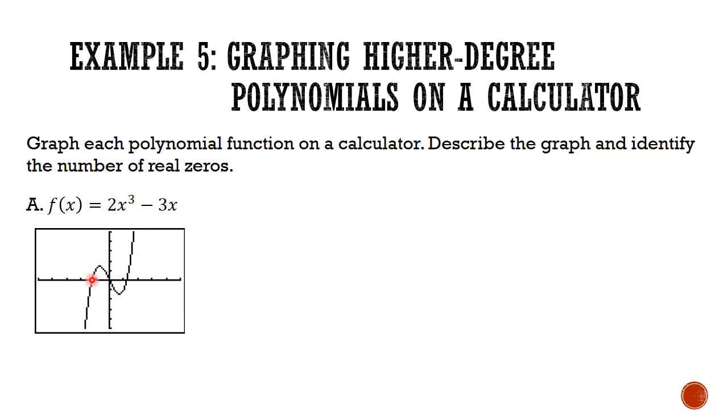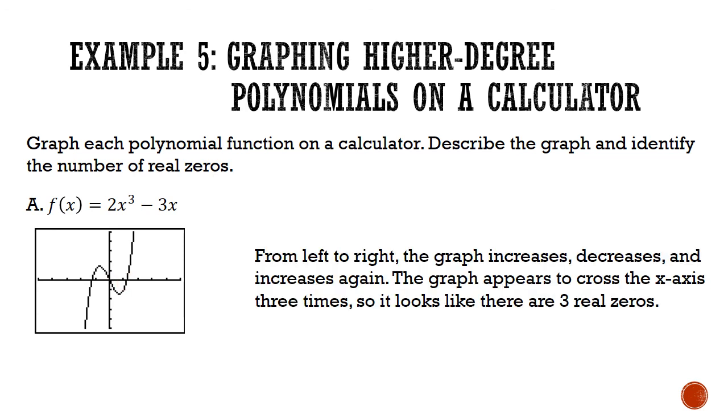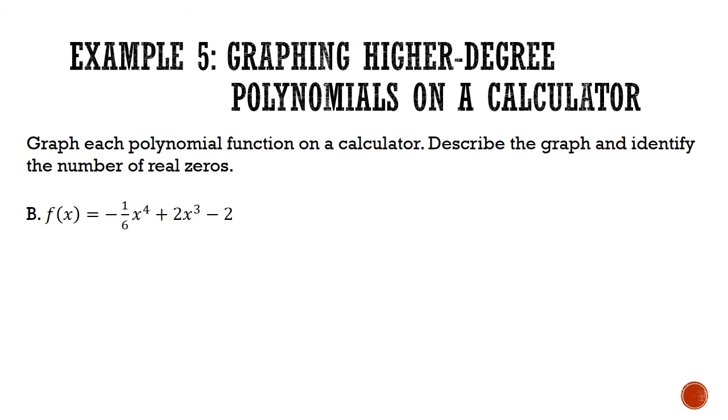And then it says identify the number of real zeros. Look at where it crosses the x-axis. One here, one here, and one here. So that makes 3. So that's all you have to write. Increase, decrease, increase from left to right. 3 real zeros. So one more.